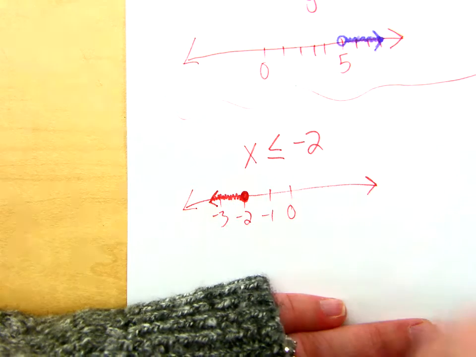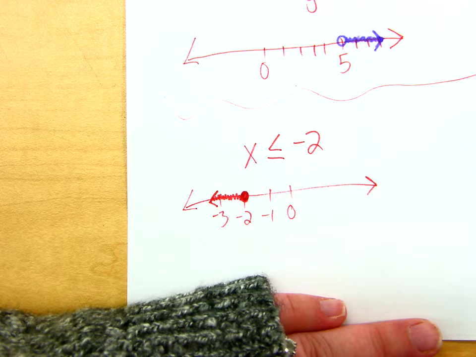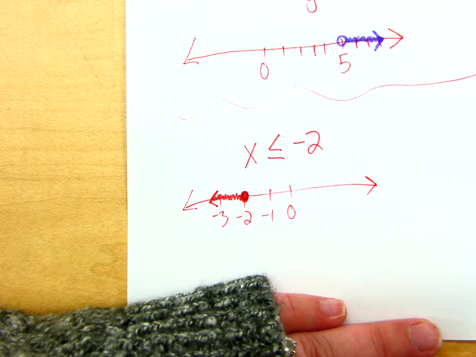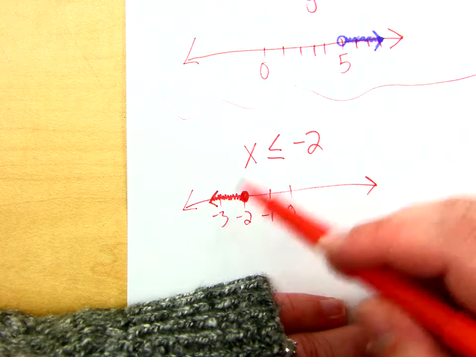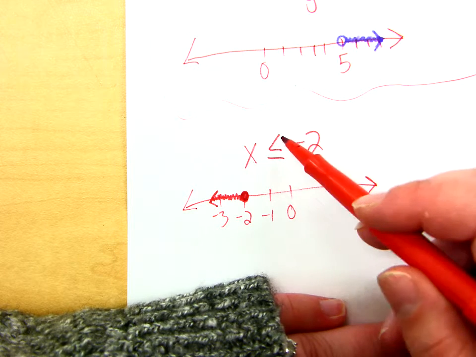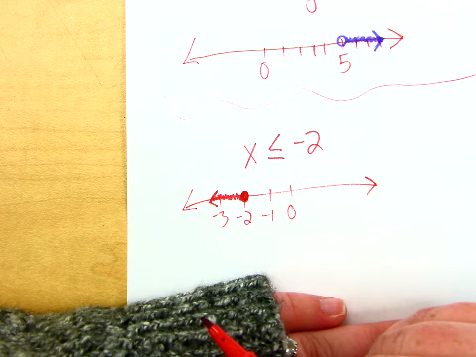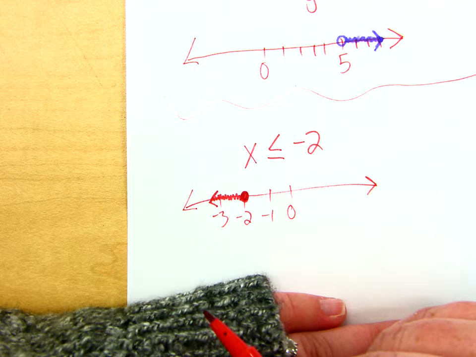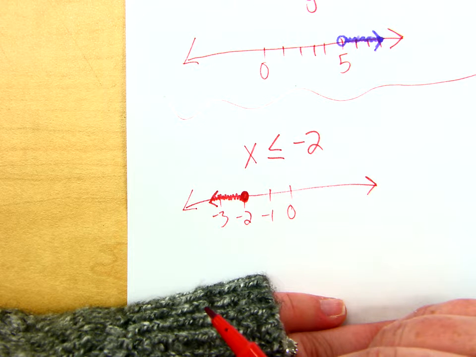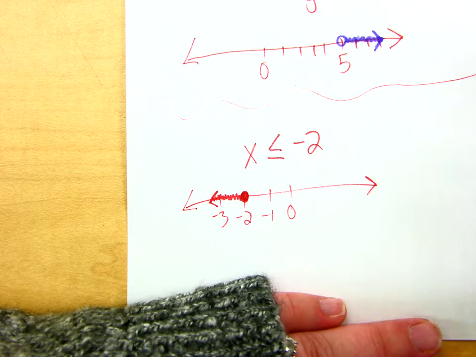Does that make sense, everybody? Yeah? And everything you shade over, you're saying is a solution. So if I plug in -3, is -3 less than or equal to -2? Yes, it is, so I know I shaded the right way. Okay? Let me try and trick you. You ready?